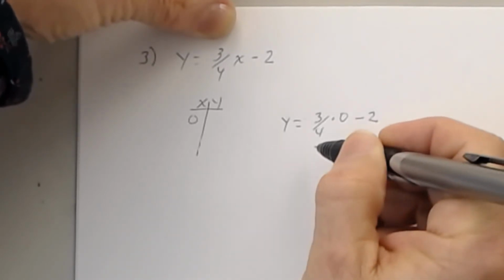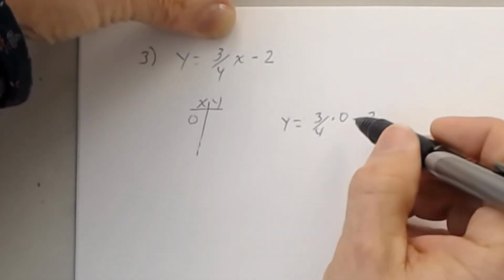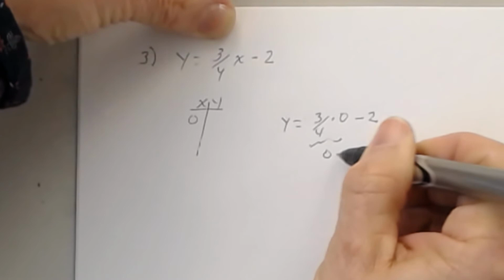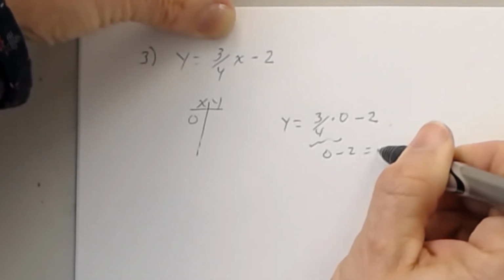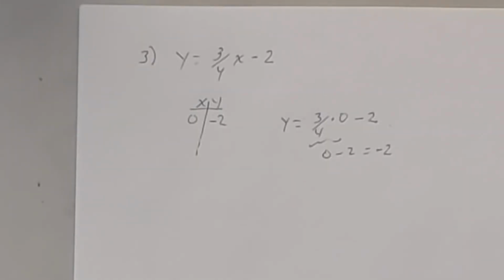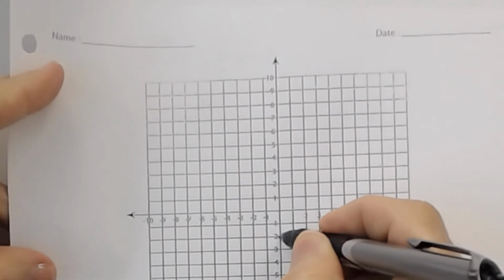Remember, you're solving this equation. You get your y by itself. Well, y is already by itself. So I do multiplication before subtraction. 3/4 times 0 is 0. 0 minus 2 is? Not 2. -2. Okay. All right, so I'm going to plot the point 0, -2. So let's go ahead and plot that point, 0, -2. All right, so 0, -2. It's right here.